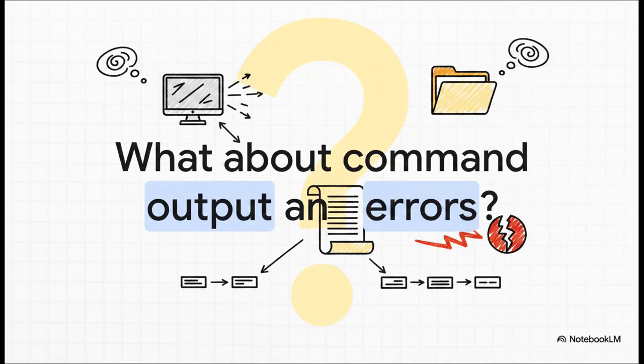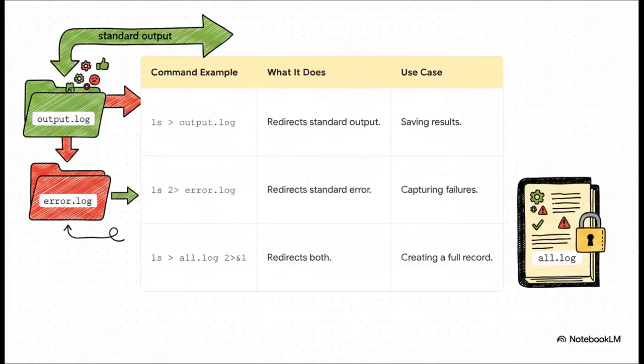Okay, this is a great question. You might be wondering, so far, we've only logged messages that we wrote ourselves with echo. But what about all the output from the other commands our script is running? And what about their error messages? How do we capture all of that in our log? So let's break this down. Commands really have two main channels for output: standard output for all the good stuff, the successful results, and standard error for, well, the bad stuff.